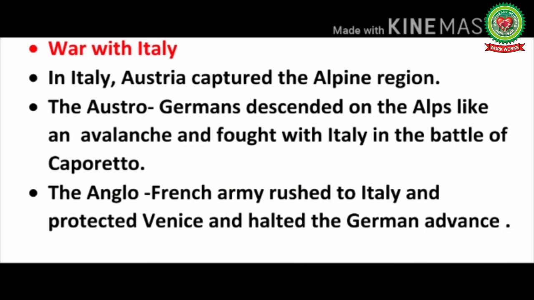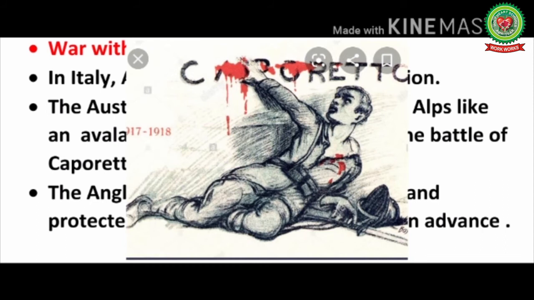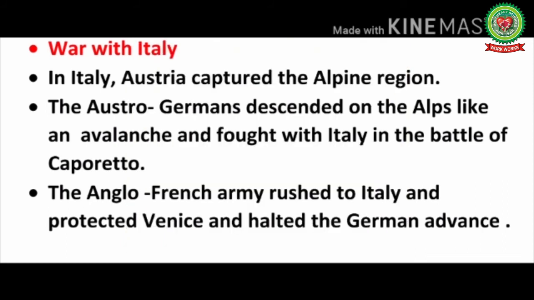War with Italy. In Italy, Austria captured the Alpine region. The Austro-Germans descended on the Alps like an avalanche and fought with Italy in the Battle of Caporetto. Italy was initially part of the Central Powers, but after the Secret Treaty of London, it went with the Allies. The Anglo-French army rushed to Italy, protected Venice and halted the German advance. It looked like Italy was going to lose, but the British and French armies came.